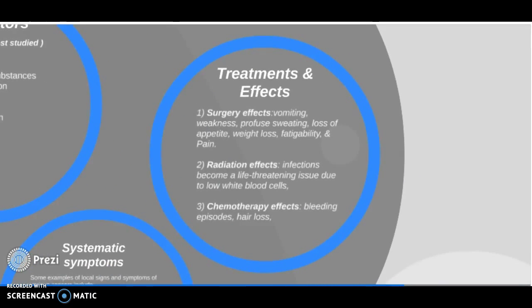Okay, so we included treatments and their effects to give you an idea of what your clients may be struggling with after they get these types of treatments. The first one is the effects of surgery, which is sometimes vomiting, weakness, profuse sweating, loss of appetite, weight loss, fatigability, and pain. And then with radiation, some of the effects are that infections become life-threatening issues due to low white blood cells in the counting of blood cells. And then chemotherapy can sometimes have bleeding episodes and hair loss.